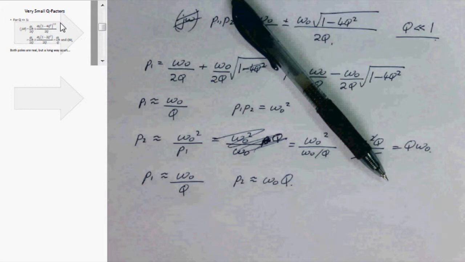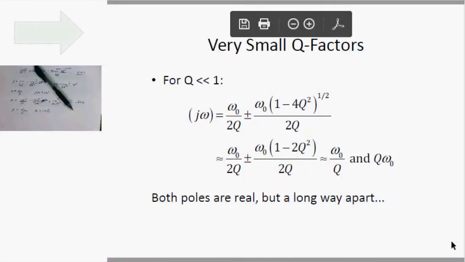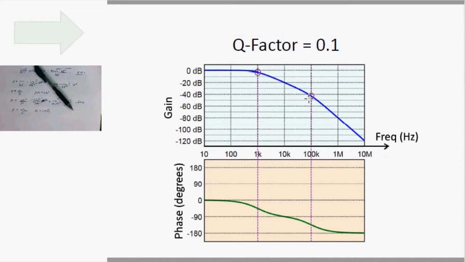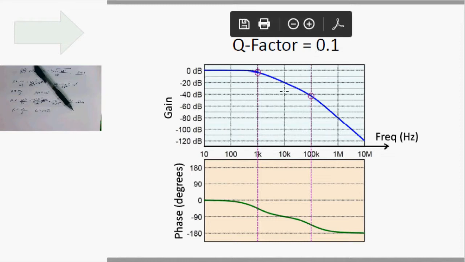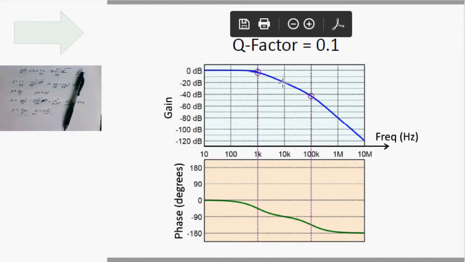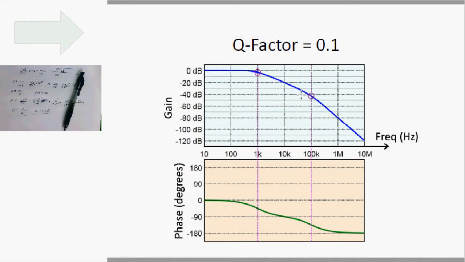Right, what does that look like when we plot its frequency response? Well, you end up with something like this. Here we have a pole at around 1 kilohertz and another pole at around 100 kilohertz. Q factor is 0.1, the resonant frequency is 10 kilohertz, so that is obeying the approximate formula that we've just worked out. The Q factor of 0.1, this is 0.1 times 10 kilohertz, and this is 10 kilohertz divided by 0.1, otherwise known as 10 kilohertz times 10, 100 kilohertz.